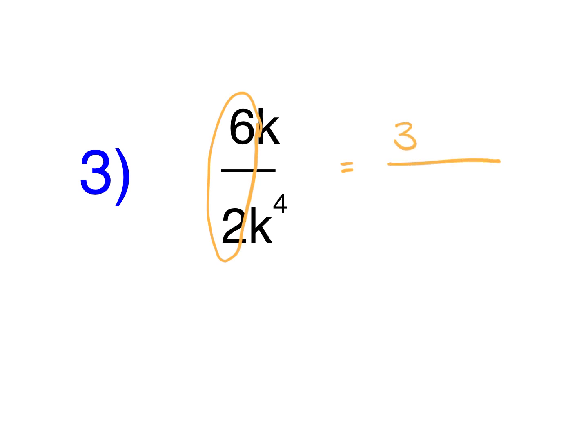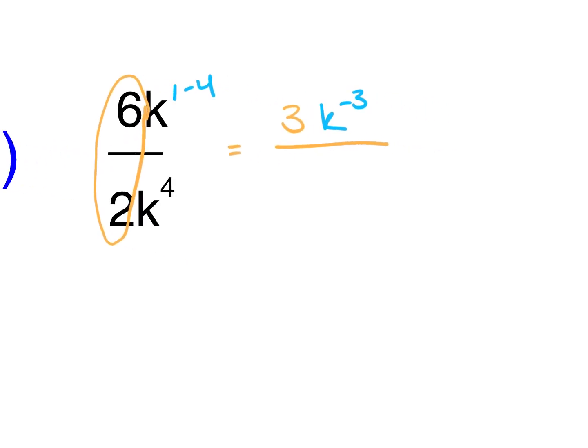And then how would we combine the k's? Subtract. What's the exponent on the k on top? So what's 1 minus 4? So we have k to the power of negative 3 on top. What do we need to do to it to make it positive?